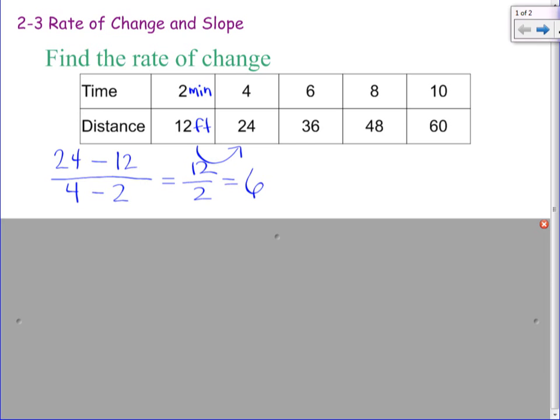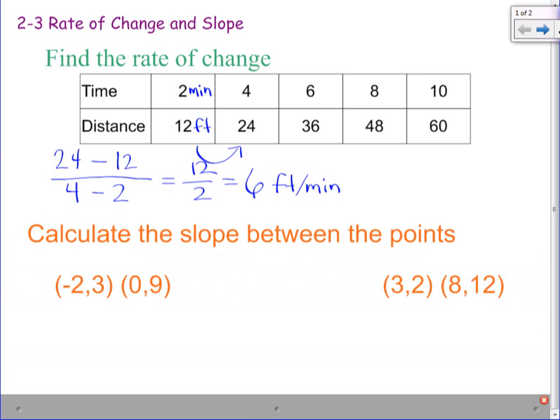Okay, so for every, how could we talk about this? What would the units be on that? How fast is this going? Feet per minute. Okay, so if we think about it just coordinates, not a table of values. Okay, what's the formula for finding slope? M equals, that's here.